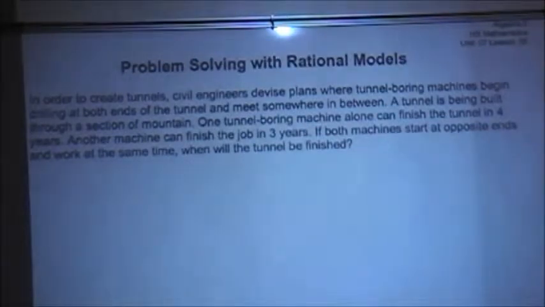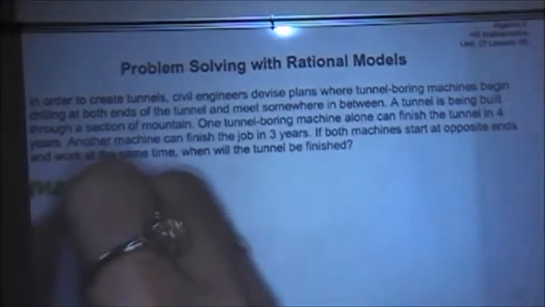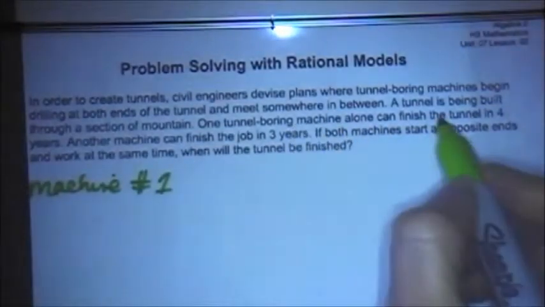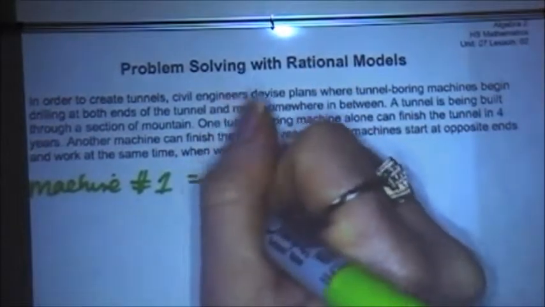A tunnel is being built through a section of mountains. One tunnel boring machine alone could finish the tunnel in 4 years. Another machine could finish the job in 3 years. So I have two separate machines. Machine 1, which it says right here could finish the tunnel in 4 years. So one job would take that machine 4 years.